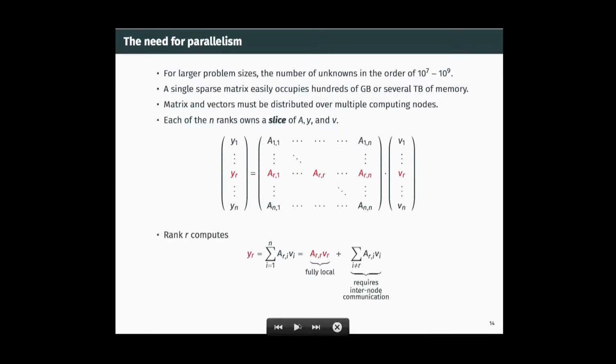And as you can see, we can decompose this into a fully local part, ARR times VR, where all the data that we need is already present. So no communication between nodes is required. Whereas the remaining part here requires the remote vector entries VI that need to be communicated over the network. And hence, we want to overlap that with the computation of the local matrix vector product.